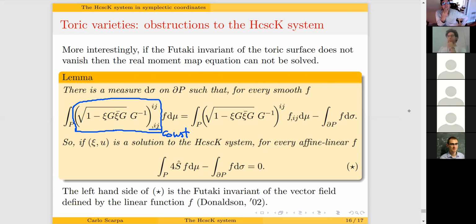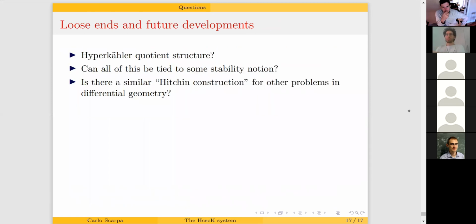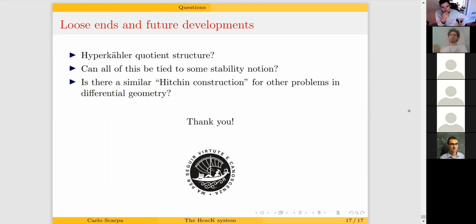Okay, so this is more or less everything I wanted to tell you about, and everything we have as far as results for the study of the system. So I'll leave you with some questions here that probably won't be answered anytime soon, but maybe if some of you want to think about them, that would be nice.